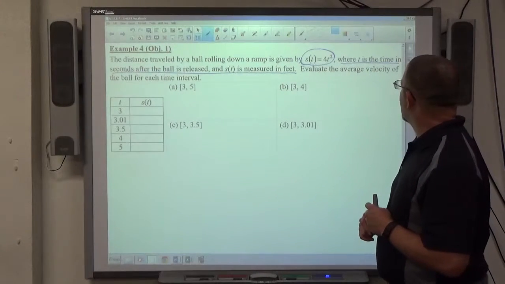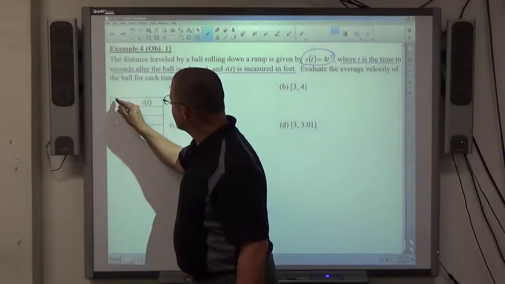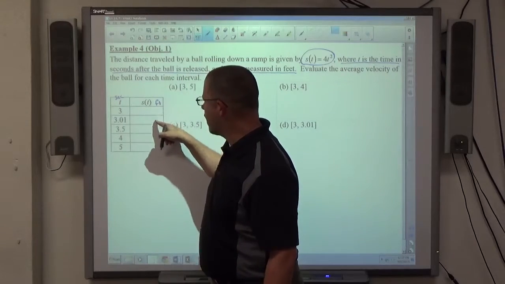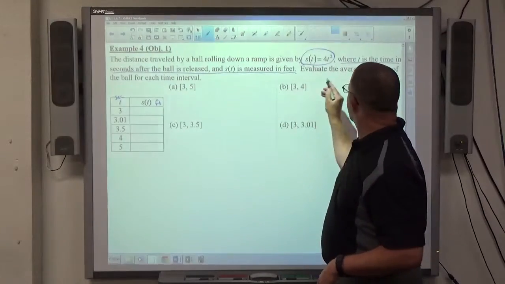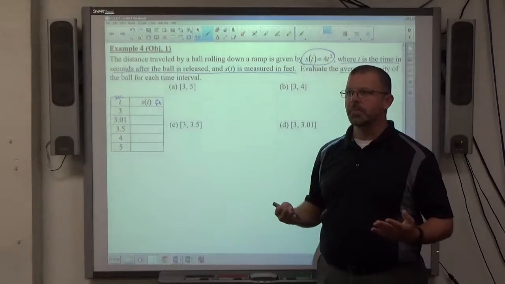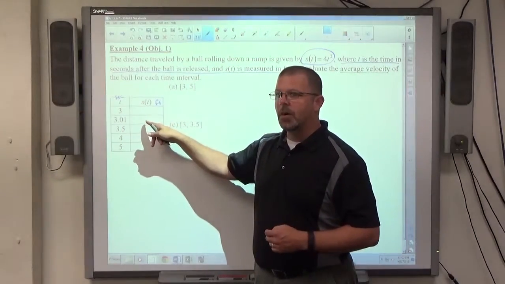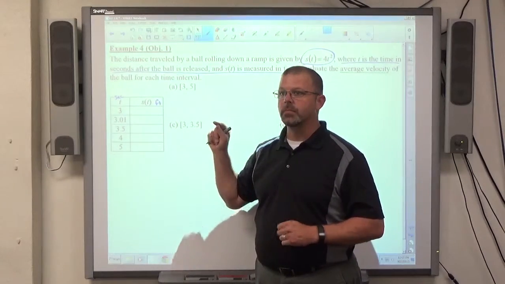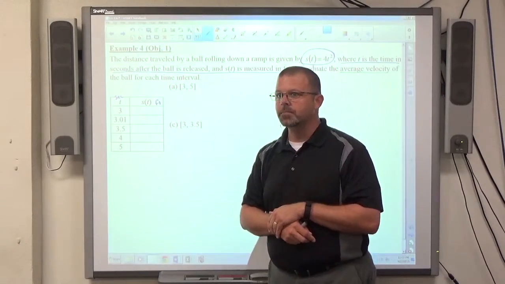And we want to evaluate the average velocity of the ball for each time interval. So if we consider that t is seconds, and s of t is feet, if I do a change in y over a change in x, I'm going to get feet per second, which is velocity, right? When it says average velocity, that's a fancy way of saying find the slope. Because if you find the slope from this point to this point, that'll be the average velocity of the ball from 3 to 3.01 seconds. The distance it traveled divided by the time it took. All right, average velocity.